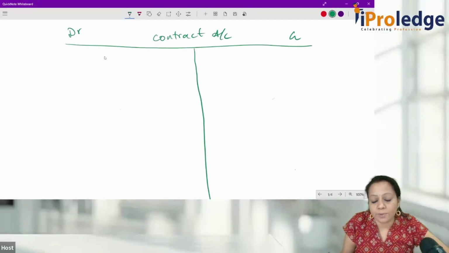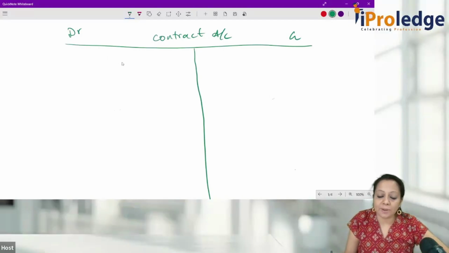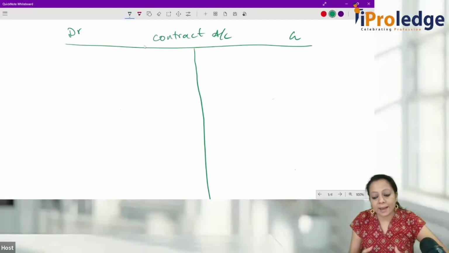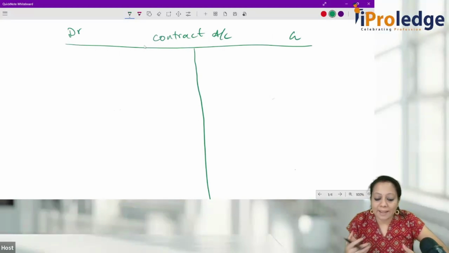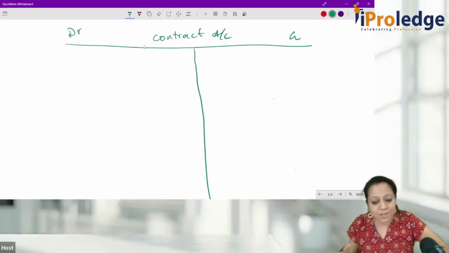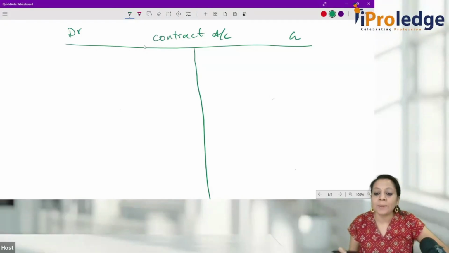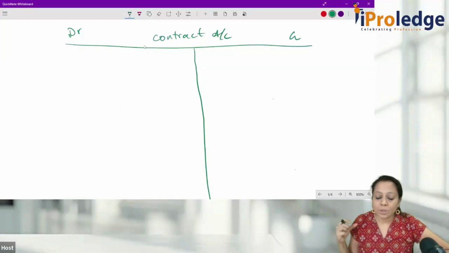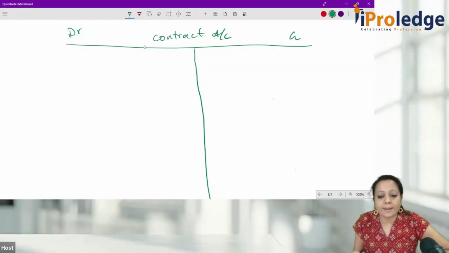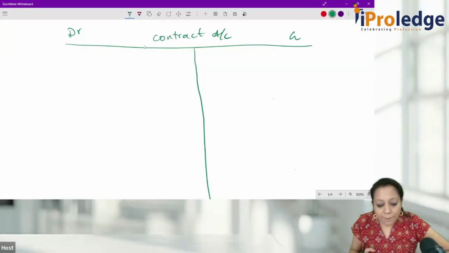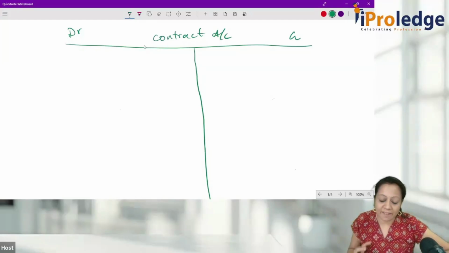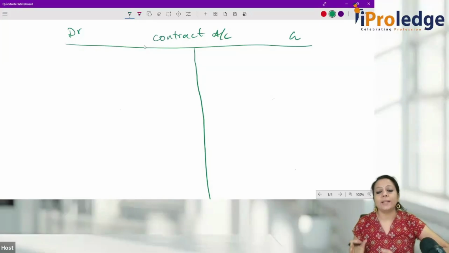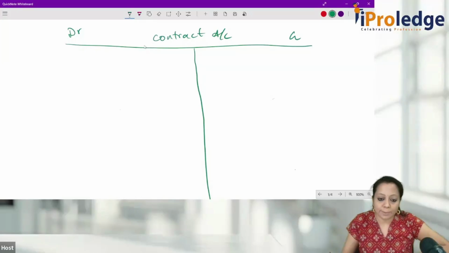So we have contract account, which is a ledger, which is basically prepared to find out the profit or loss from the contracts. And because contracts are generally for a longer period of time, imagine it's a road laying contract or a construction contract or even metro train contract. All these are going to take huge amounts of time. So the entire profit cannot be recognized in one single year. So the profit recognition will be deferred. Deferred means what? Delayed.